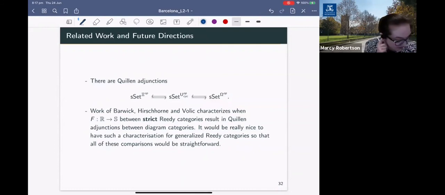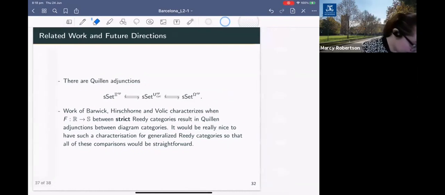And so my open problem, which I think is kind of interesting, is there's several papers, one by Clark Barwick and one by Hirschhorn and Volek, which characterize when maps between strict Reedy categories result in Quillen adjunctions between diagram categories. But there's no such thing for generalized Reedy categories. Having such a characterization would, A, automatically let me know how to work with all of these different graphical categories, and B, just be a nice result. So if anyone likes to play with generalized Reedy categories, I think this is a very nice problem.